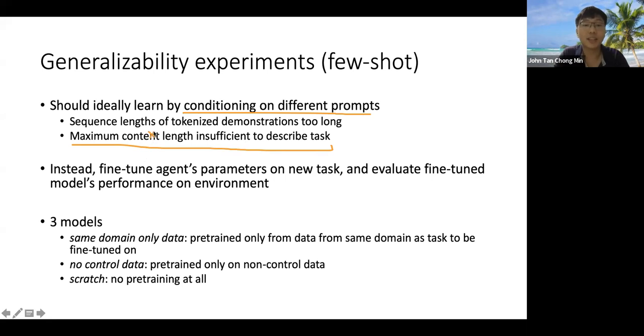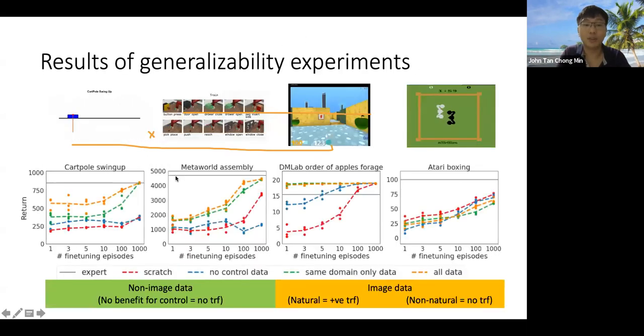So instead of doing conditioning by prompts, what was done is we actually let the agent learn a bit of the task. We actually fine-tune the agent on the task, and we evaluate the fine-tuned performance.